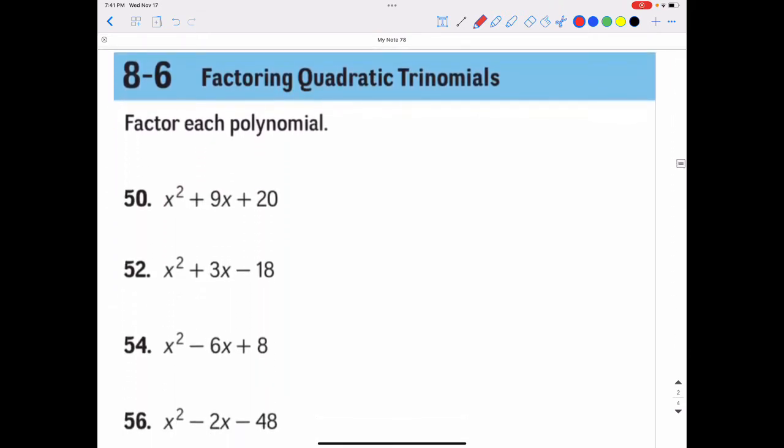Factor each polynomial. These are looking for checking to see if they have the distributive property factoring first, and then after that we will check for a binomial pair. So on 50 we cannot do a distributive property factor, so I will open up two sets of parentheses, and I'm looking for ways to split up x squared. That will be x and x. Factors of 20 that add up to 9 would be positive 5 and positive 4. And notice that gives me 5x and 4x for a sum of 9x.